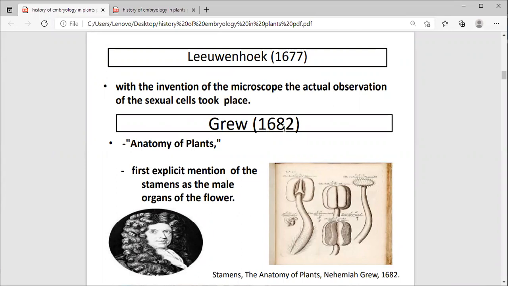Again in 1682, the scientist Grew studied plant anatomy. For the first time, we study the plant anatomy here. He took a section and observed it.